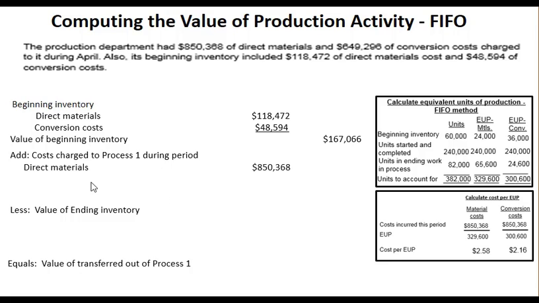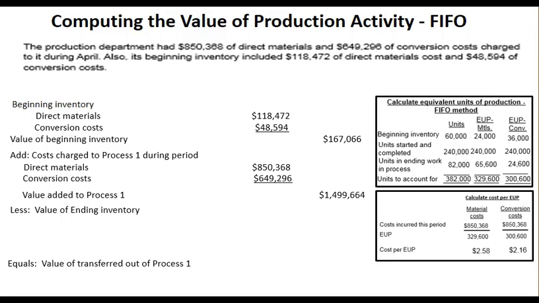Okay, now I need to add the cost charged to process 1 during the period. Again, for the month, the production department had $850,368 of direct materials and $649,296 of conversion costs charged to it during April. So those production costs were charged to process 1. There's my direct materials plus my conversion cost. If I add those together, that's the dollar value that I've added to process 1.